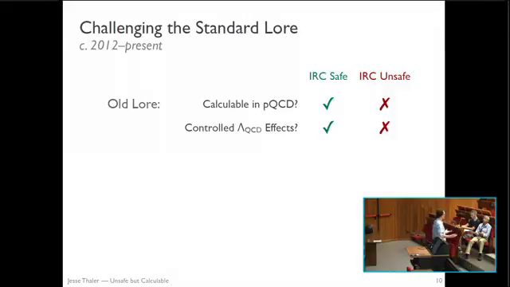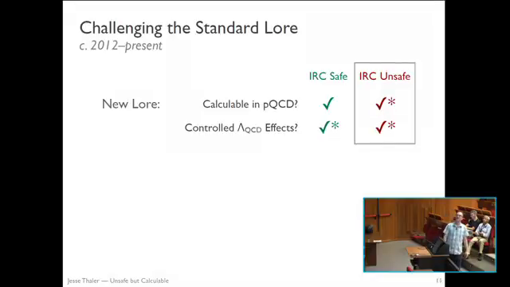And today, I'm going to tell you about challenging that standard lore. Basically, the new lore is that it's complicated. I have examples of safe observables where you can calculate order by order in QCD, and then once you put hadronization effects in, you fall flat on your face and you get no control. I'm going to be focusing on this column, observables which are formally unsafe. They do not have a valid expansion order by order in alpha S, yet you can still get calculability control, which sounds contradictory, and I'll try to explain that coming up.